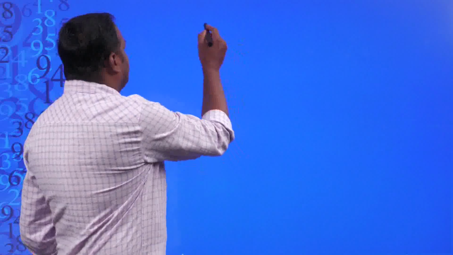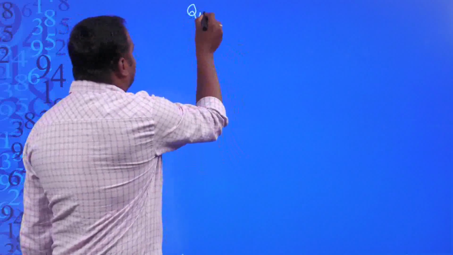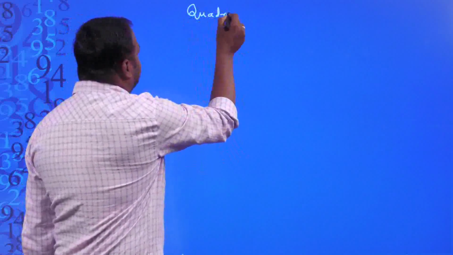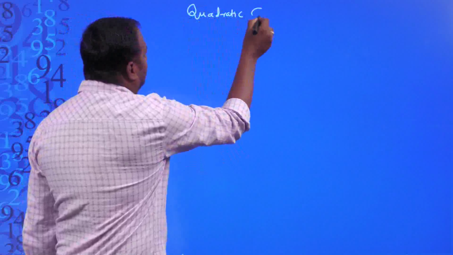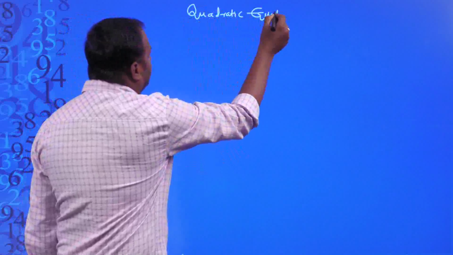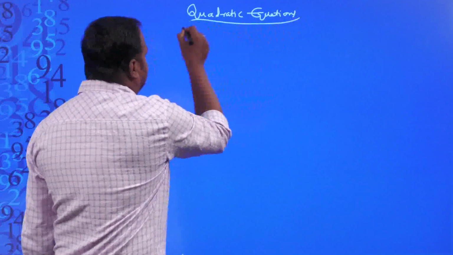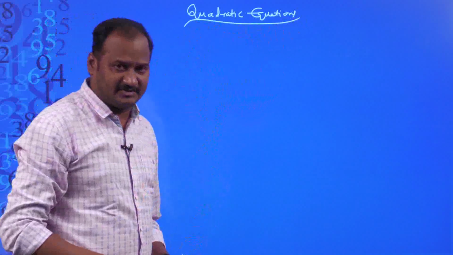And now let us try to understand the particular methods and, moreover, the suitable methods by some examples. Okay, let's have a look. This is quadratic equations, right? We are going to discuss a few examples in this.